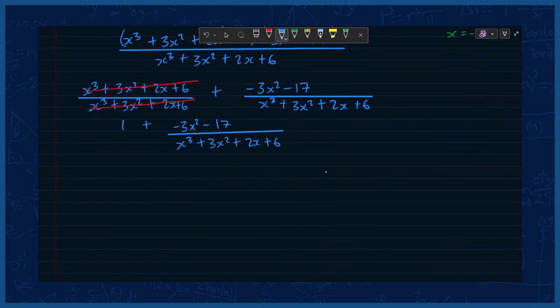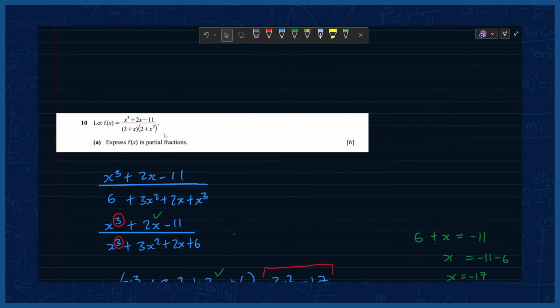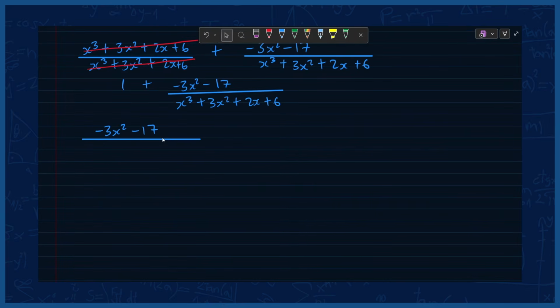So let's do that. I've got negative 3x squared, negative 17, being divided by, now I no longer want the expanded version of my denominator, but rather the factorized version. So I'll take 3 plus x times 2 plus x squared. And at the end, don't forget the constant. It will be part of our solution.